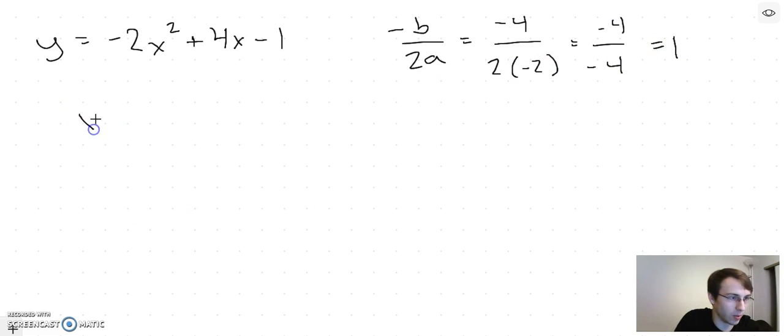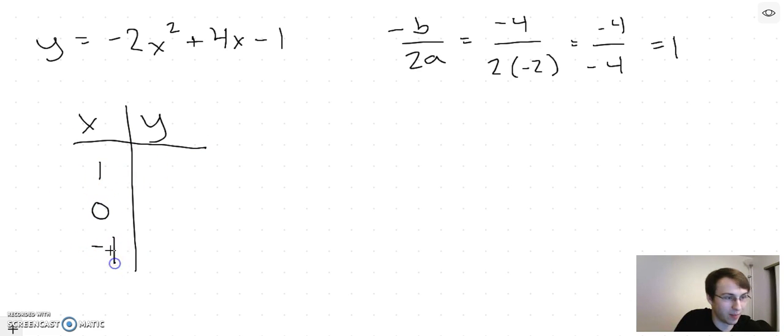So let's make our table x, y. Now I'm going to start with 1 here and go 0. I'm going to step back just because 0 is easier to plug into this than 2 is. So when we plug in 1, we get negative 2 plus 4 minus 1. Negative 2 plus 4 is 2, then minus 1 is 1. For 0, these terms go away. We just get negative 1. Then for negative 1, this still becomes negative 2 minus 4 minus 1. So it's negative 6 minus 1, which is negative 7.